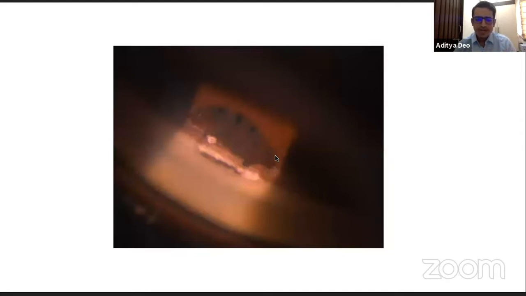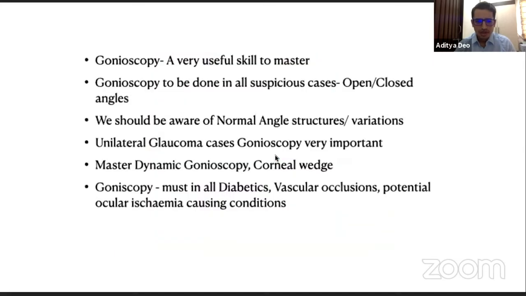And to check the patency of the internal ostium after trabeculectomy, gonioscopy is very important. So, to summarize, gonioscopy is a very useful skill to master, and it should be done in all suspicious cases, be they open angles or closed angles. We should be aware of all normal angle structures and their variations. And in unilateral glaucoma, gonioscopy is very important, and we should master dynamic gonioscopy and the corneal wedge technique. It is a must in all diabetics, vascular occlusion patients, and potential causes of ocular ischemia.